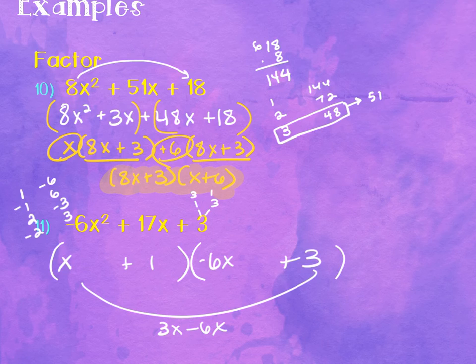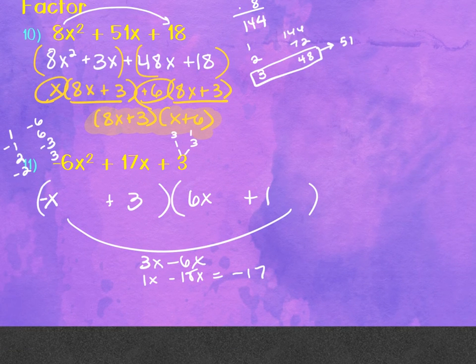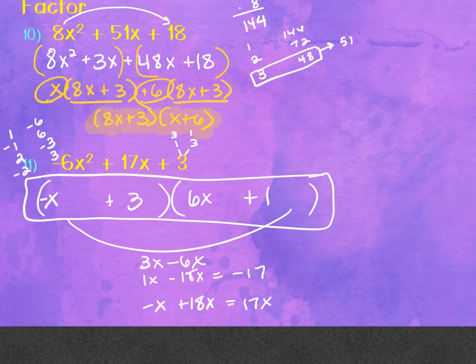That doesn't work. Switch them here. Plus 3 plus 1. Now I get 1x minus 18x, which is negative 17x. So I'm close. The problem is my signs. Switch the signs on the 6 and the x, and I get negative x plus 18x, which is 17x. Sometimes just your signs need to switch. So if you have the right number but the wrong sign, just switch your signs.